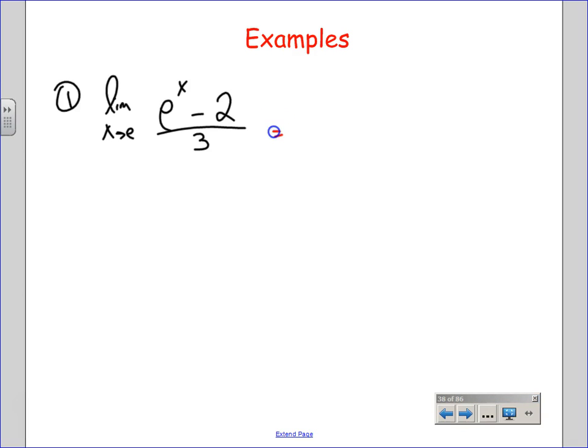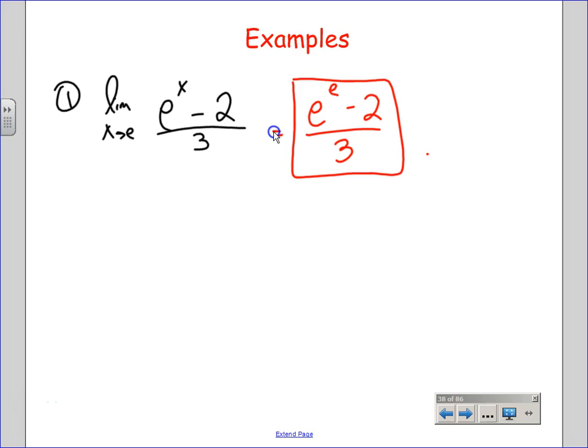And guys, is there any problem if we plug in e to the e minus 2 all over 3? It's gross. Can anybody say it's gross? It's disgusting. What is that number? I don't know. 2.71828 to the 2.71828. But is it right? Yes. Is it fine? Yes. Why? It exists. It's a number. I could do that in my calculator and I could get a decimal. Not going to. Life's too short. It's gross, but it's right. Does that make sense? Okay.